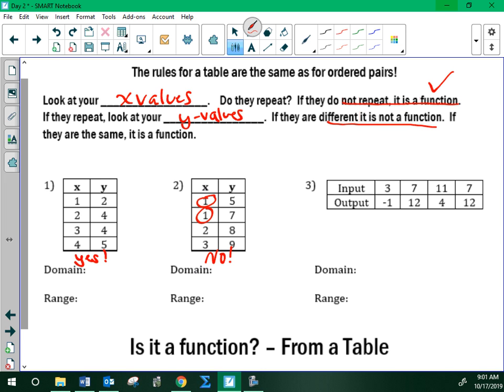Number 3, they wrote it a little differently. They said input and output. Which ones are x and which ones are y? Input is x, good. And the y is output. Good, y is output. So I need to look. Do I have repeats for my input? Uh-oh. But they're the same. So all they did was list the same point twice. So it's still a function, no problems.